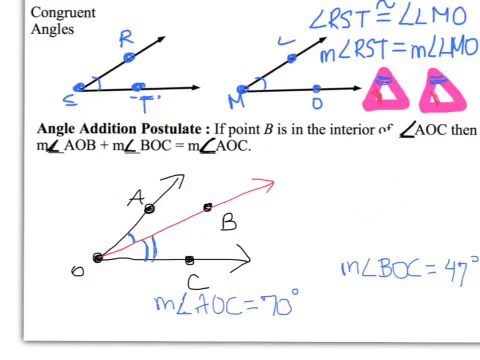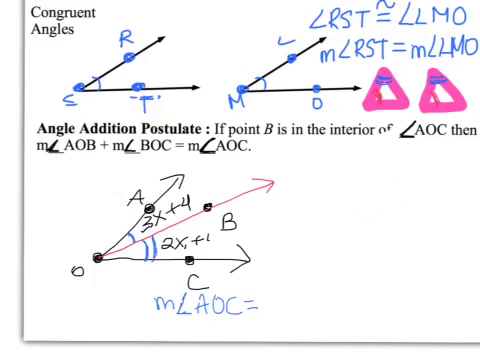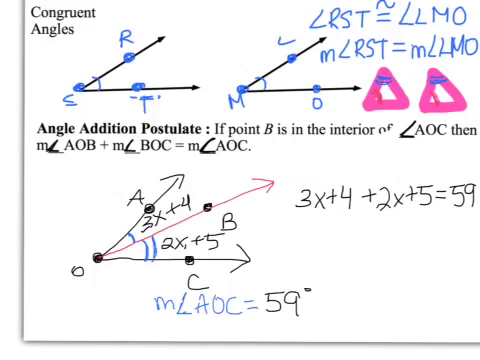they tell you the measure of angle AOB is 3x plus 4, and the measure of angle BOC is 2x plus 5. They will then give you a total measure of the entire angle. So let's say the measure of angle AOC, the total measure, is 59 degrees. That means the measure of angle AOB, 3x plus 4, plus the measure of angle BOC, 2x plus 5, has to equal 59 degrees. Combine like terms, 3x and 2x gives us 5x, 4 plus 5 gives us 9.